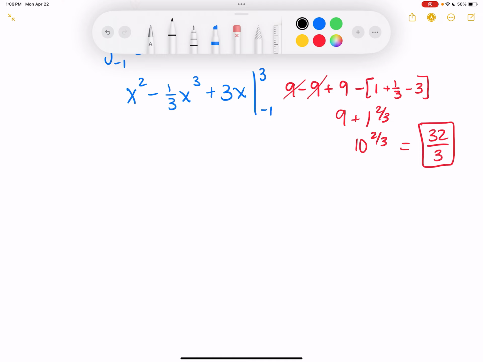All right, 18. y equals x to the 4th minus 4x squared plus 4, and y equals x squared.